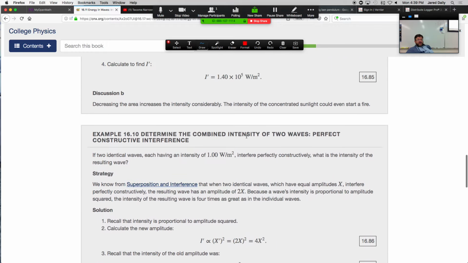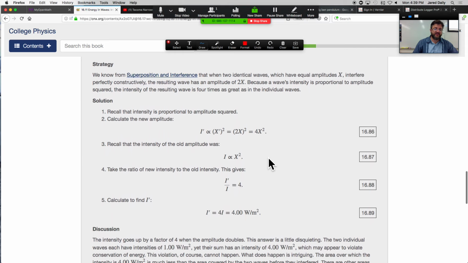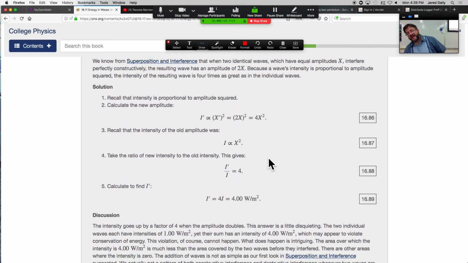And they want to know here the combined intensity of two waves. So you have perfect constructive interference, which means the amplitude of your wave is going to add up to the amplitude of the other wave, right? They're identical waves, so they have the same intensity to begin with, but afterwards, what is the intensity of the resulting wave? Well, it turns out that it's going to be a squared thing.